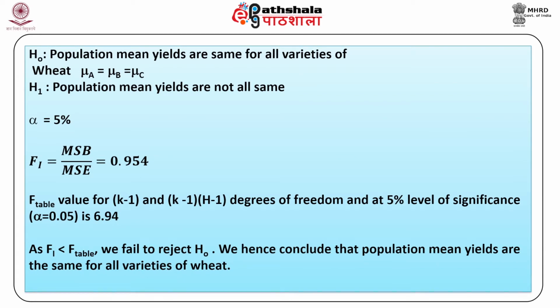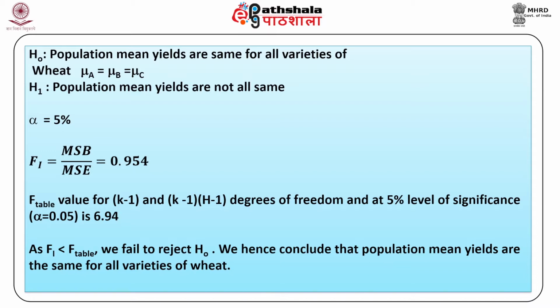Now, if you look at the null hypothesis, the first one is that population mean yields are the same for all varieties of wheat, and therefore we can denote it as mu A equal to mu B equal to mu C. And the alternative hypothesis is that population mean yields are not all the same. Alpha we have selected as 5%.